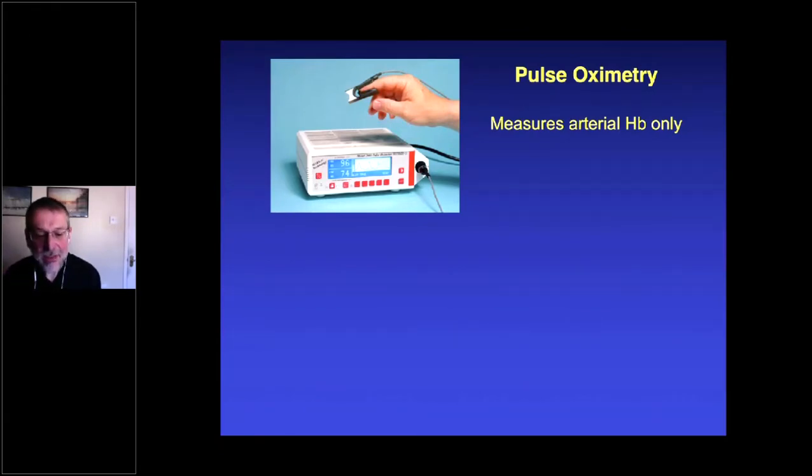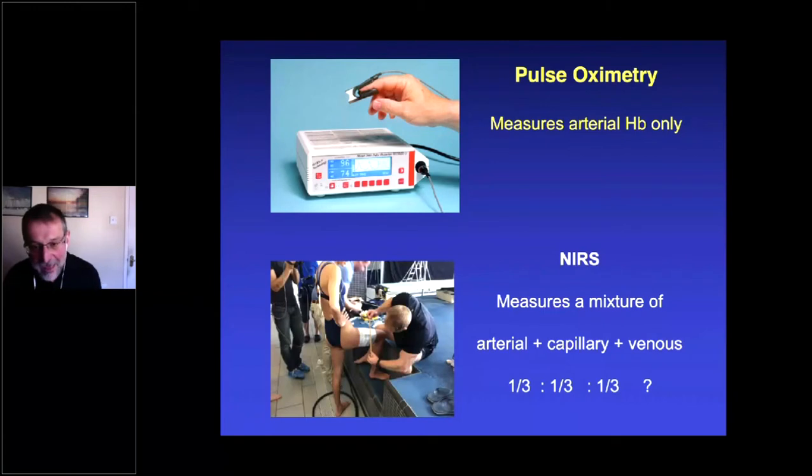Therefore, you need to have it somewhere where you can detect the pulse of light, for example, on the end of a finger, and it measures just the arterial hemoglobin, which is great if that's all you want to measure. But if we want to measure in the brain or in the muscle and see what's going on with those tissues, we need to get information from the capillaries or the vein.